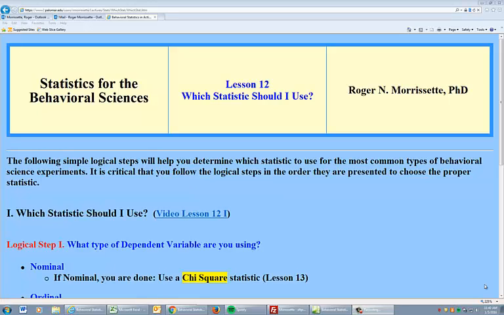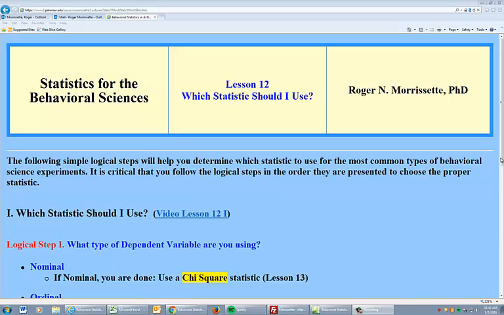Lesson 12, which statistic should I use? This is one of those lessons that is part of this course, obviously, but is usually part of my research methods course as well. And if you are a psych major or you are in the sciences, this is kind of one of those lessons that you may have to go back to again and again as you conduct research.